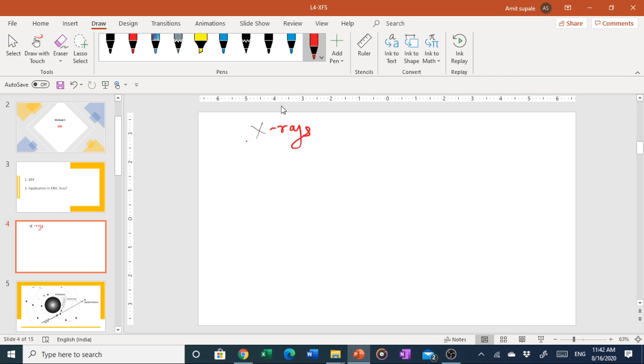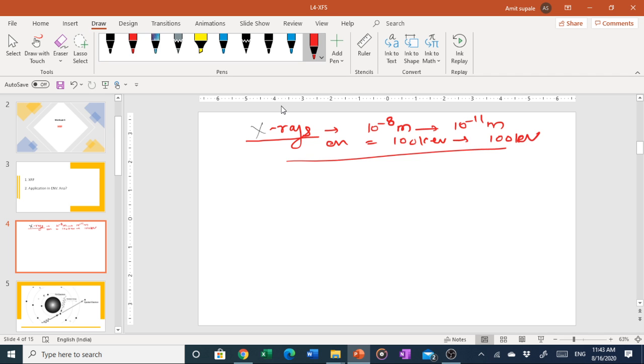Okay, so already we know X-rays are nothing but electromagnetic radiation. Normally they have a wavelength of 10 raised to minus 8 meter to 10 raised to minus 11 meter, and the energy is normally in the range of 100 kilo electron volt. So these are normally very high energetic rays.